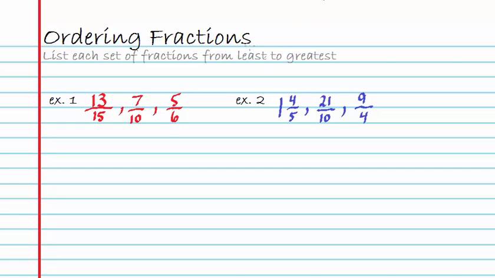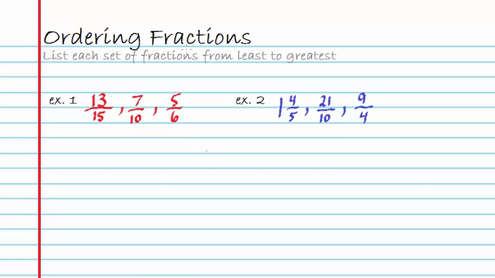Hey everyone, in this video we're going to look at ordering fractions. And our directions tell us to list each set of fractions from least to greatest. So we're going to go from smallest to largest. So in example 1, I have 13 over 15, 7 over 10, and 5 over 6.